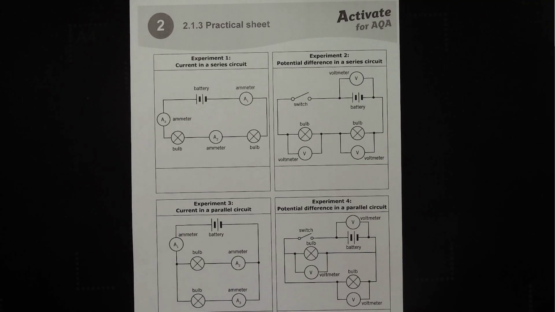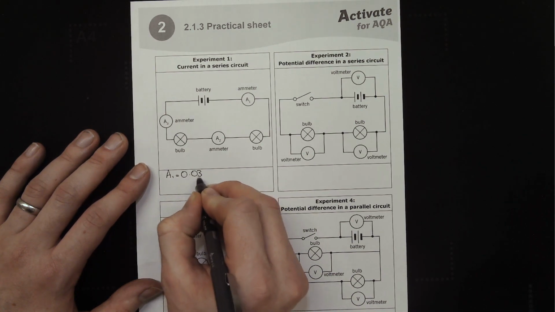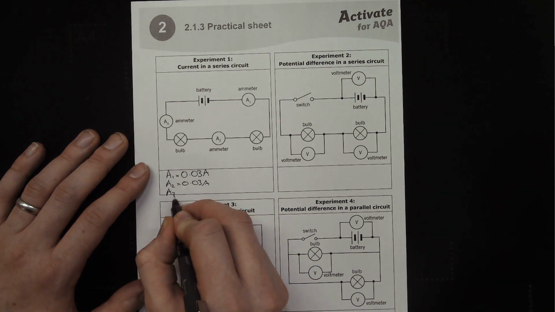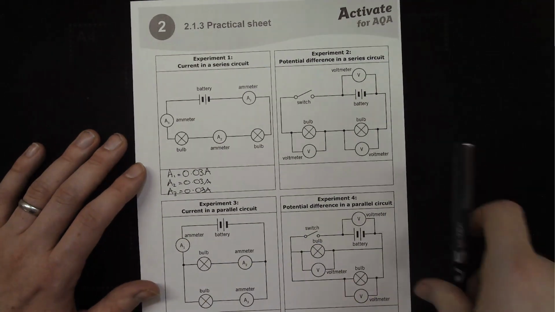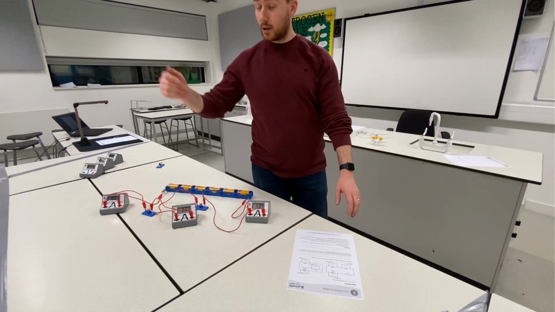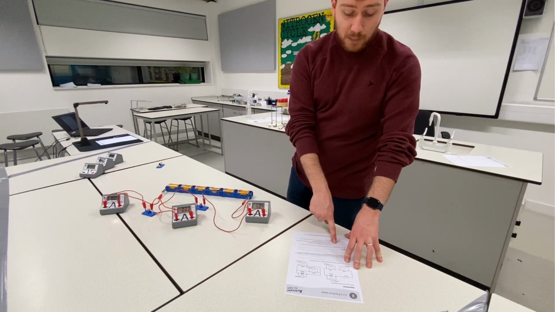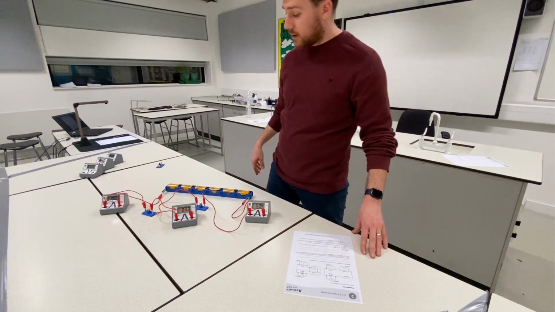So on my diagram, my instructions were to write the current or potential difference readings on the diagram. Okay, so my readings: A1 equals 0.03 amps, A2 equals 0.03 amps, and A3 equals 0.03 amps. Now there's one other thing on my method, if you're following along on the sheet at home, which is to switch the circuit off. Number 3, unscrew one bulb in each circuit and write down your observation below each diagram. Remember to replace the bulb before leaving the station.